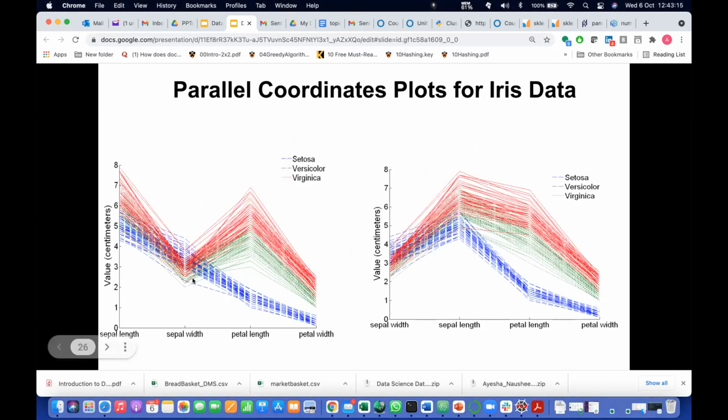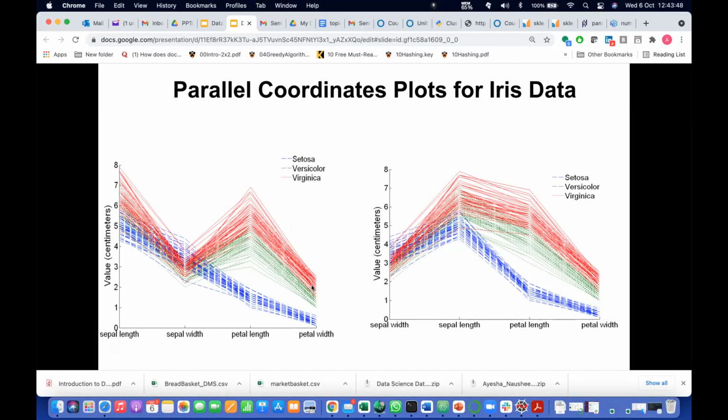So if you see the example here, these are parallel coordinate plots for iris data. Then you have 4 parallel axes. Sepal length is the first division, then sepal width is second, petal length, petal width. For petal width, you see again 3 colors. Setosa have very small petal width, then versicolor has a medium petal width, then virginica has a high petal width.